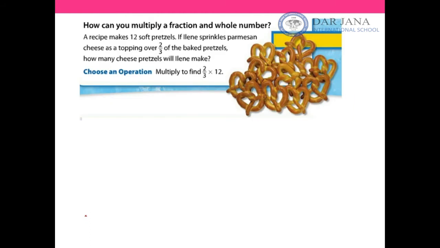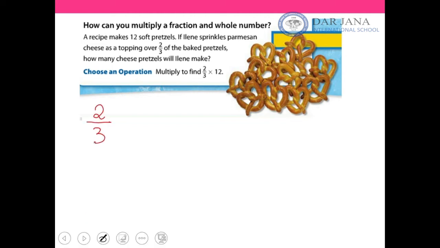Let's take the first example. How can you multiply a fraction and a whole number? A recipe makes 12 soft pretzels. If Ellen sprinkles Parmesan cheese as a topping over 2/3 of the baked pretzels, how many cheese pretzels will Ellen make? So we need to multiply 2/3 times 12.